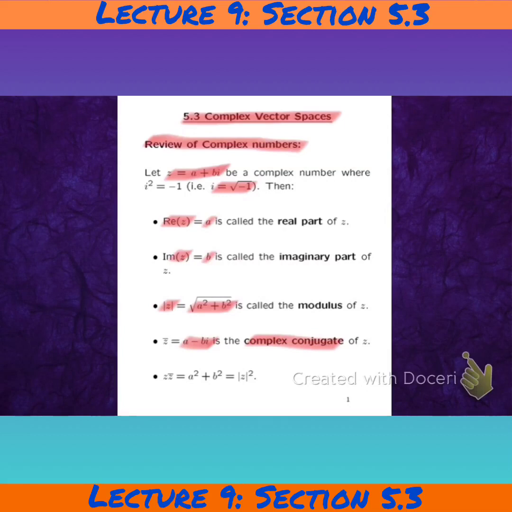And then also the complex number z multiplied by its own conjugate, you can go and work that out, is always a squared plus b squared, and that is the modulus squared.